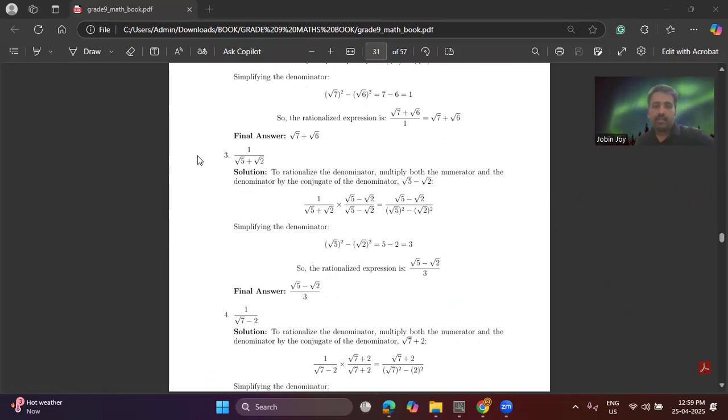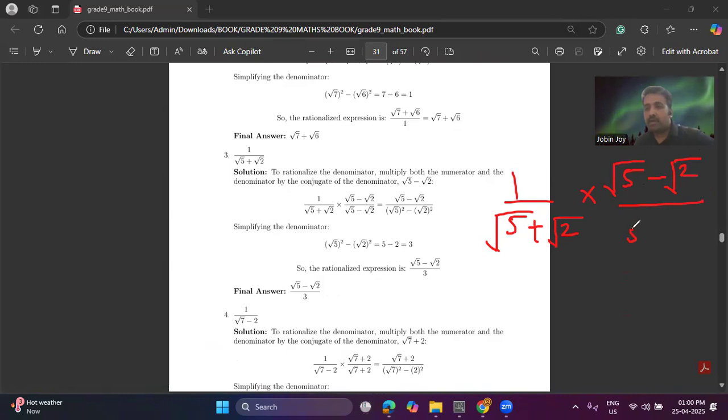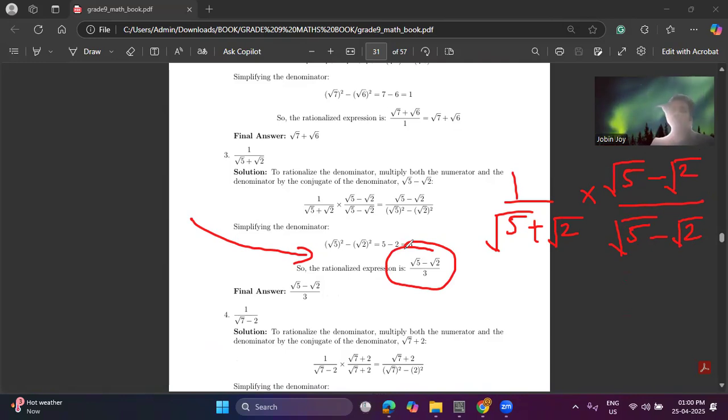Then next is this one. 1 by root 5 plus root 2. Again, multiply by the conjugate. Here the sign is plus, so you have to multiply with minus. So root 5 minus root 2 divided by root 5 minus root 2. When you multiply and simplify, you will get the answer. Understand? So the answer is root 5 minus root 2 divided by 3.